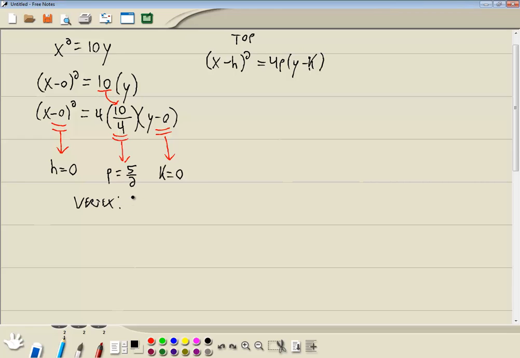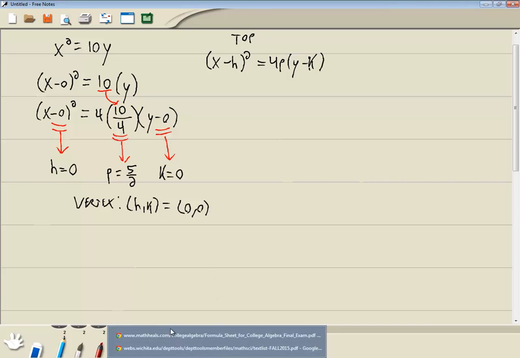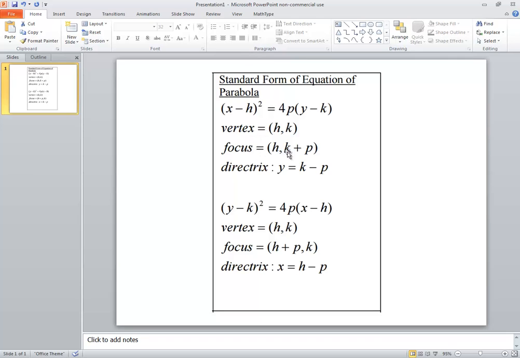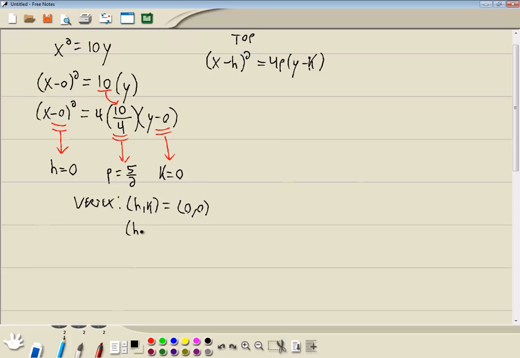Well, first off, our vertex is h, k always, so that'd be 0, 0. It doesn't matter which formula. Now we're working with the top formula. So the top formula says the focus is h comma k plus p. Well, h is 0, k is 0, plus p, which is 5/2. So we're going to have 0, 5/2 for our focus.